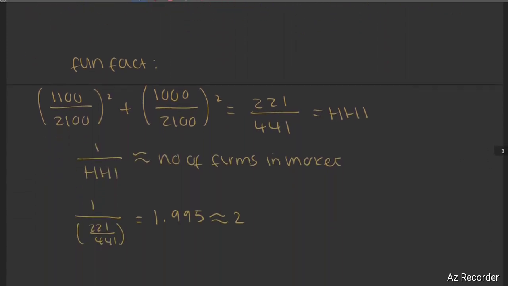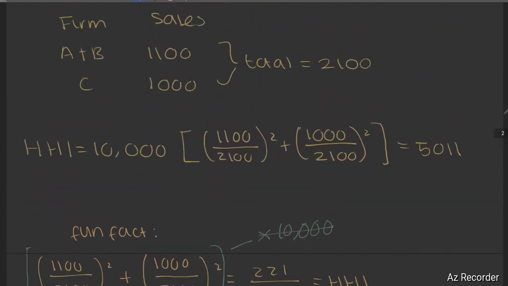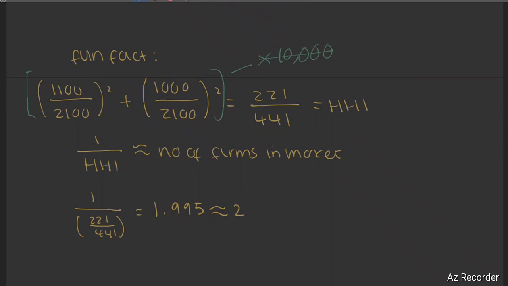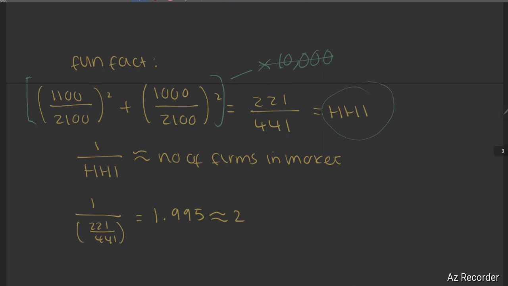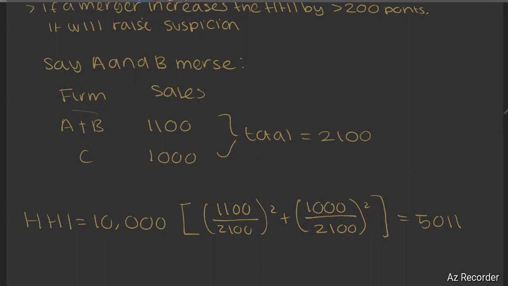So a fun fact about the HHI is that if we remove the multiplication by 10,000, so usually in the previous examples, we had this times 10,000. If we do not do this, for the second example where firm A and firm B are merged, we get that the answer is equal to 221 over 441, which is equal to the HHI. However, if we inverse the HHI, do 1 over the HHI, this approximates the number of firms in a market. So if we do 1 over the HHI we got here, we get 1.995, which is approximately 2 firms in the market, which that actually is. We've got the merged firm A and firm B, and we've got firm C.